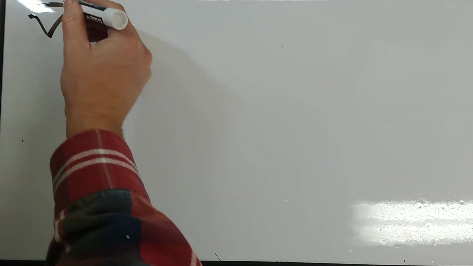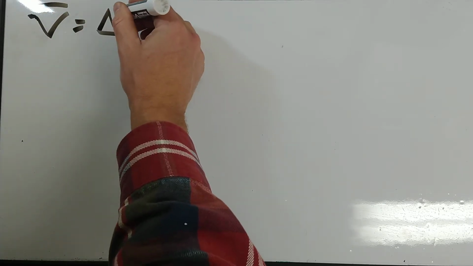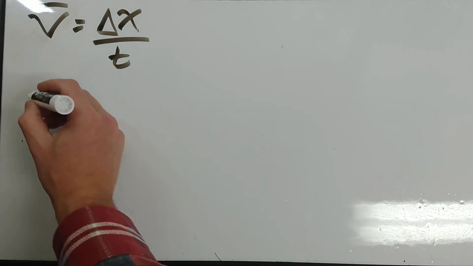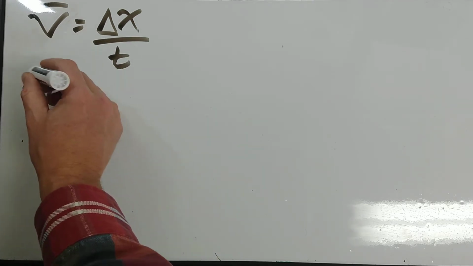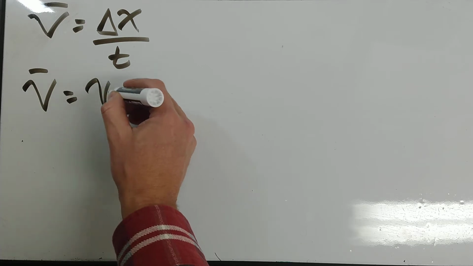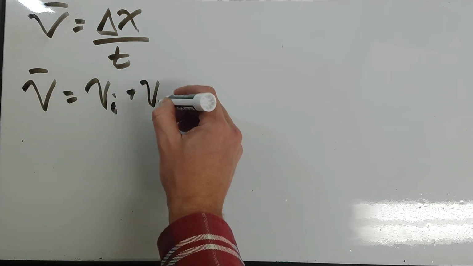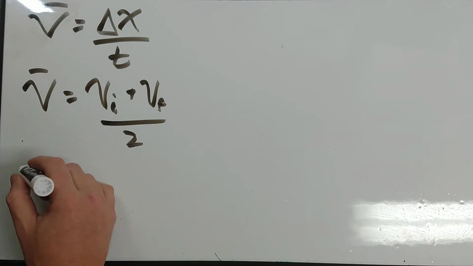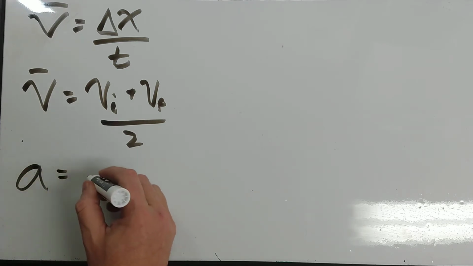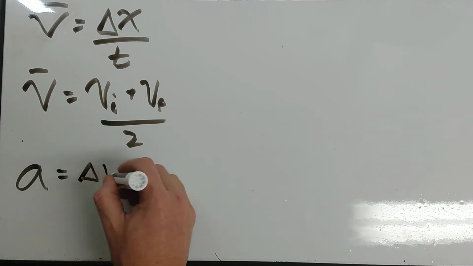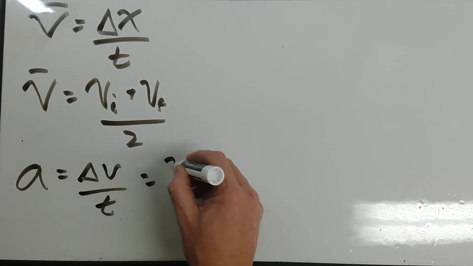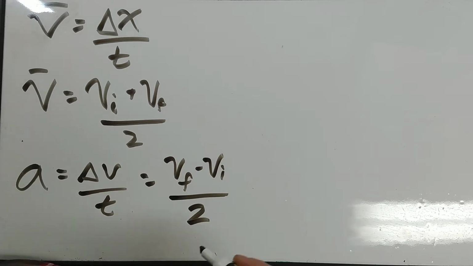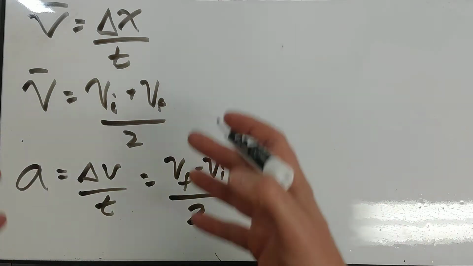There we go. Average velocity equals displacement over time. That's one of them. Then we also had average velocity equals v initial plus v final over 2. And then we also had acceleration equals change in velocity over time, which equals v final minus v initial over t. All right? So those are our three main equations now.